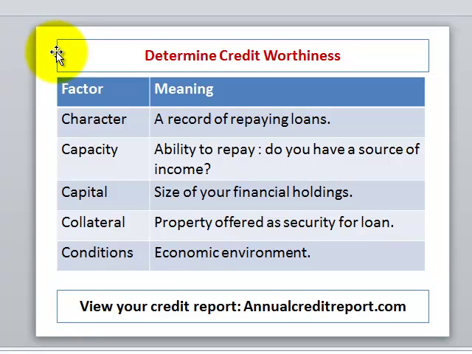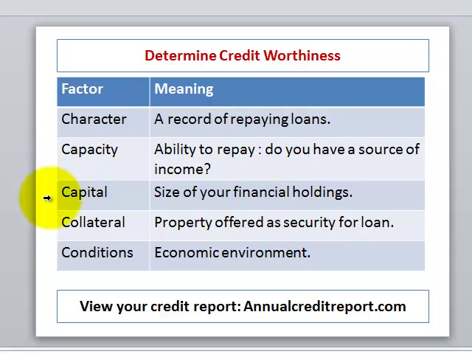Well, what determines how much money, if someone will loan you money? I think this is very similar to if you'd loan money to a friend. First of all, does this individual have a record of repaying loans? What kind of character do they have? Can I trust them? Secondly, what kind of capacity do they have? Do they have the ability to repay? Do they have a source of income? Do they have a job? How long have they had that job?